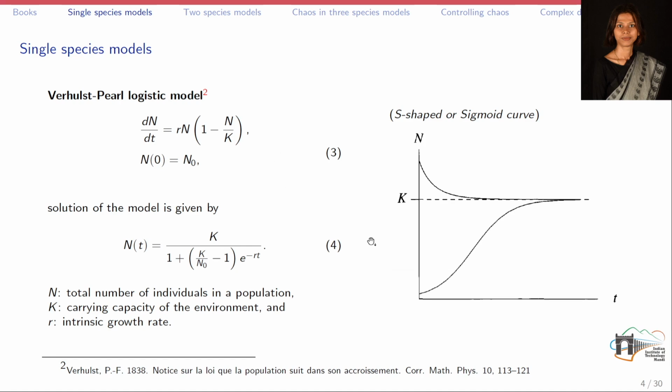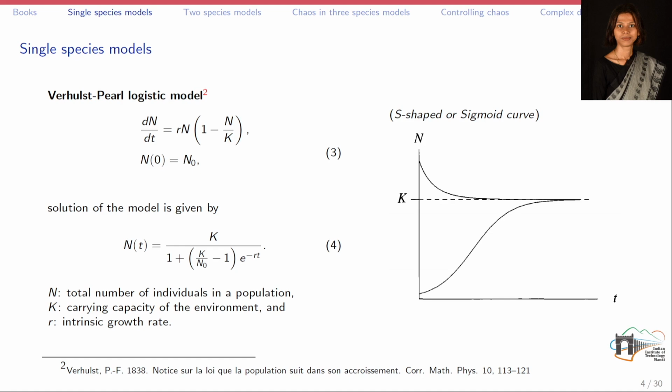So here the per capita growth rate falls to 0 at the carrying capacity K, and the solution of this model can be given by this particular form, where n is equal to K upon 1 plus (K by n naught minus 1), where n naught was our initial population, multiplied by e to the power minus rt, where r is the intrinsic growth rate, which is nothing but the difference between the per capita birth rate and the per capita death rate of the population under consideration.